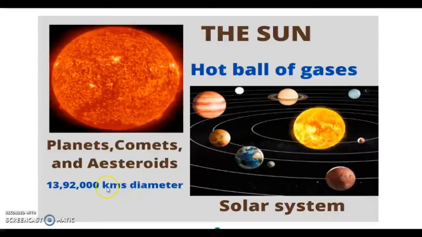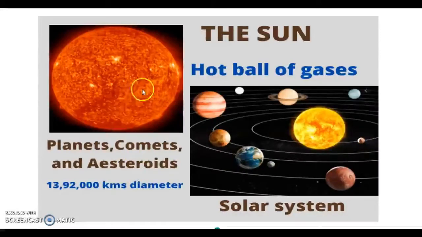Do you know what is the diameter of the sun? Yes, it is 13,92,000 kilometers. So how big is the sun compared to the earth? The sun is the bigger one than the earth. How much bigger is it? It is 109 times bigger than the earth.